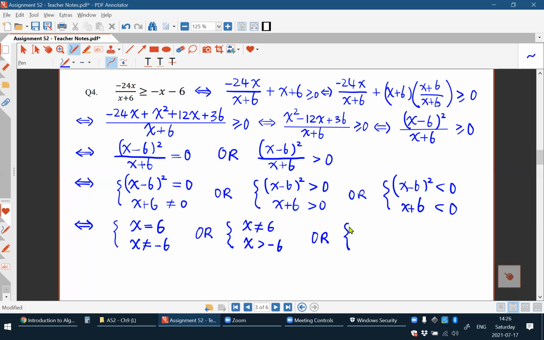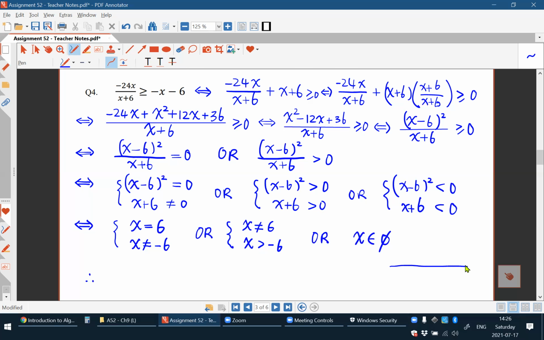Third case, x minus 6 squared less than 0. This cannot happen, right? Because no matter what x is, x minus 6 squared is always a non-negative number. So there is no solution for the third case. So x belongs to an empty set. Okay, considering all of the solutions, the final solution must be x is either 6 or x is not 6 and x is above minus 6, right?